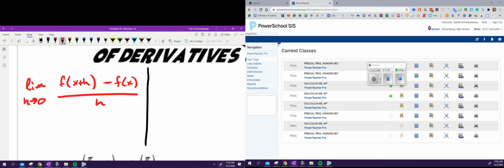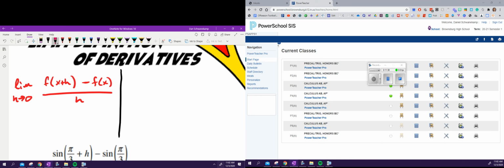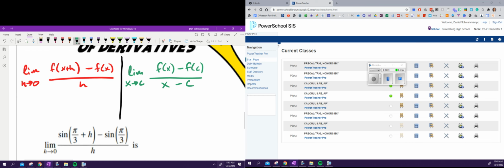The h approaching 0 thing. Oh yeah, it's going to be a derivative. The other one that maybe is not as easy to see is this guy. The limit as x approaches some number c, and then it's just slope, where f of x minus f of c over x minus c. Those are our two definitions. We got to be able to use them.